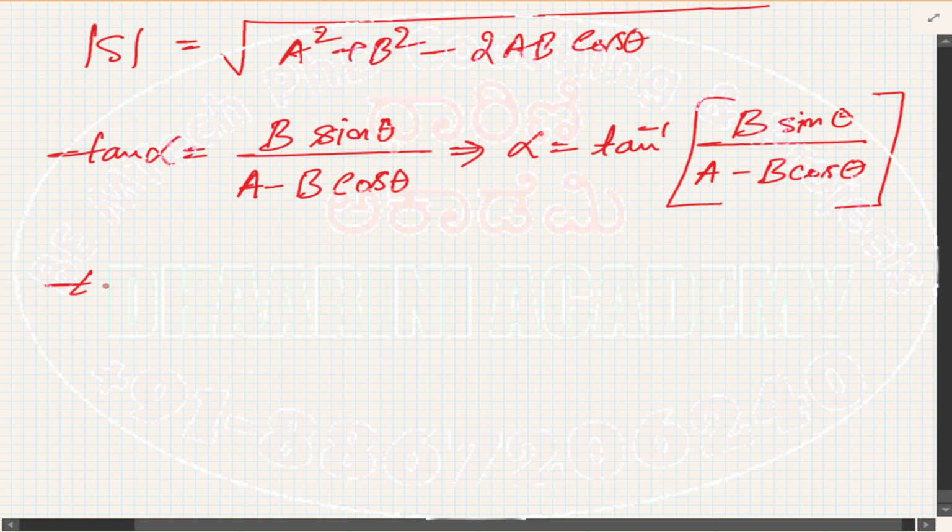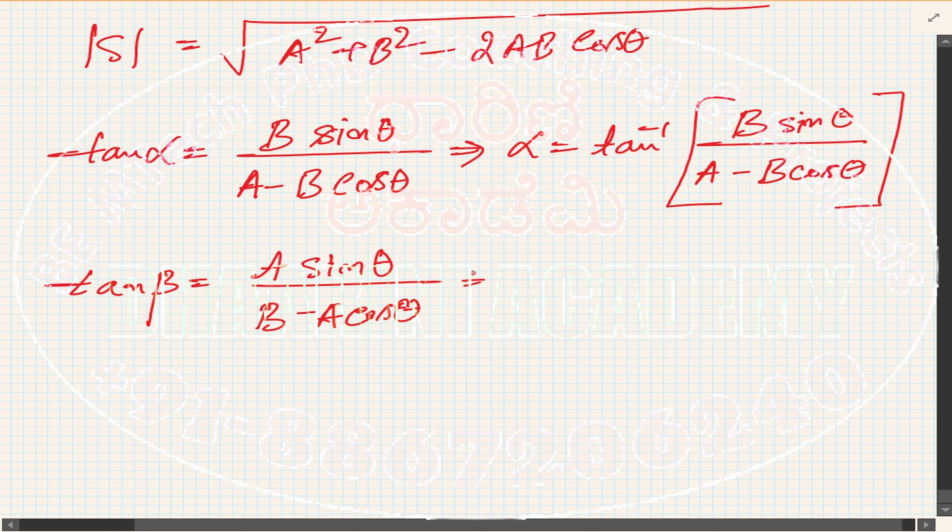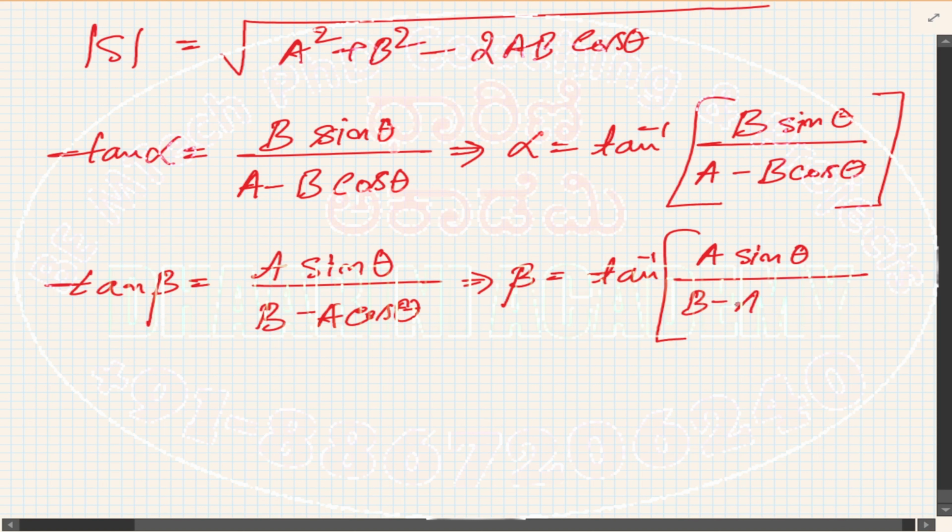Similarly, we write tan beta is equal to A sin theta divided by B minus A cos theta. The previous equation had B plus A cos theta in the denominator. This is the change. So this implies beta is equal to tan inverse of A sin theta divided by B minus A cos theta.